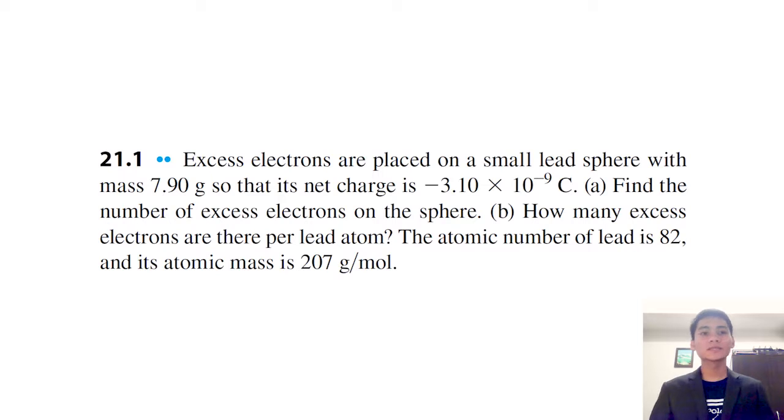So let's start. Excess electrons are placed on a small lead sphere with mass 7.90 grams so that its net charge is negative 3.10 times 10 to the negative 9 coulombs. Find the number of excess electrons on the sphere. Find how many excess electrons there are per lead atom. So we're told to let the atomic mass or the molar mass of lead be 207 grams per mole.